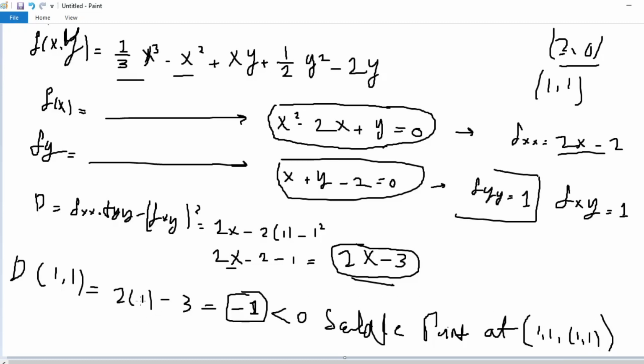And this is it. The last step you need to do is find the saddle point value at (1, 1). If you substitute 1 for x and y in the original equation, the answer must be negative 13 divided by 6. And this is the final answer for this problem.